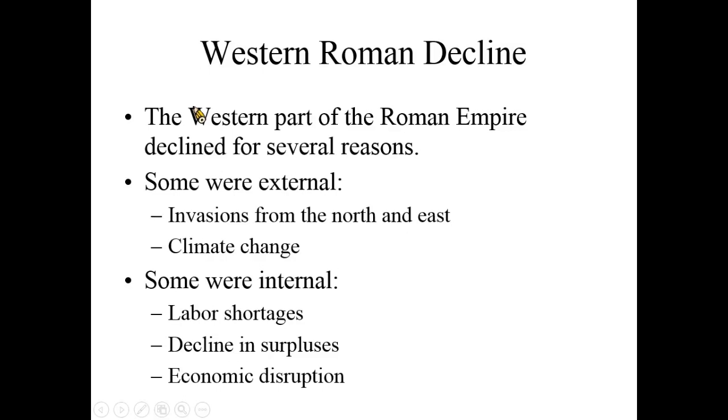The external reasons were mostly from invasions or migrations from outside, mostly from the north and from the east, but also some factors like a changing climate, which changed the amount of food that could be effectively grown. Other problems were internal and were related to labor, to the decline in the labor supply, which then in turn led to a decline in surpluses. A surplus simply means to have more than you need to support yourself. And of course, the large cities of the Roman Empire relied upon these surpluses to maintain themselves. This led to major economic disruptions, and so altogether these affected the fate of the Western Roman Empire.